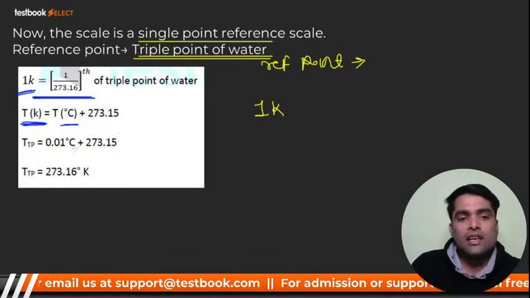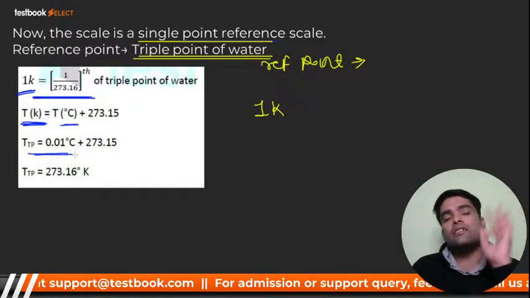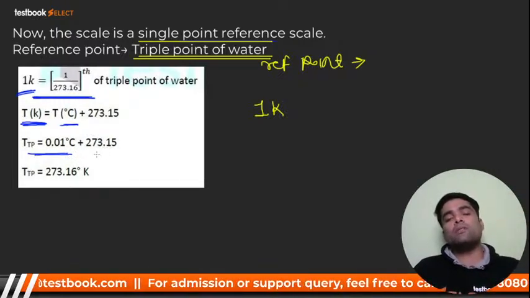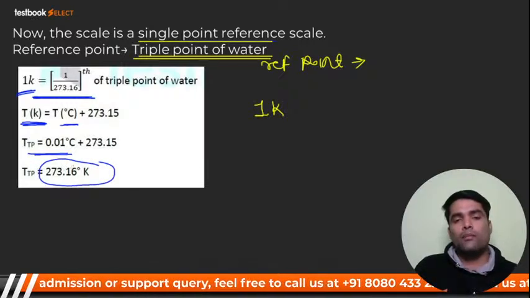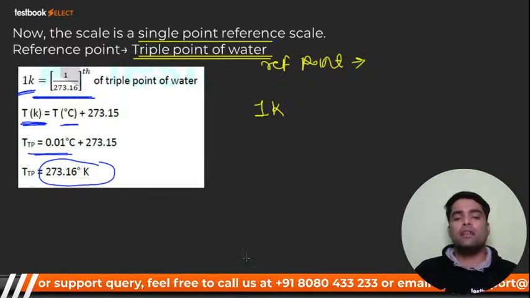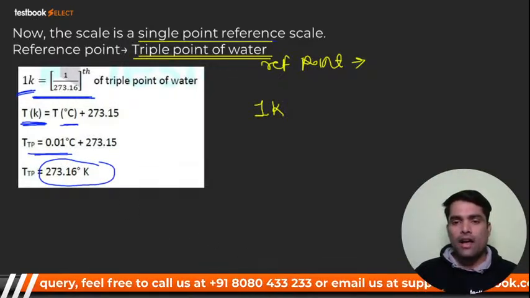273.15, right? Like, what was the triple point of water? It is 0.01 degree centigrade temperature, and if you add 273.15 to it, so you're getting the triple point of water, that is 273.16 degree Kelvin. Okay, I hope it's clear.